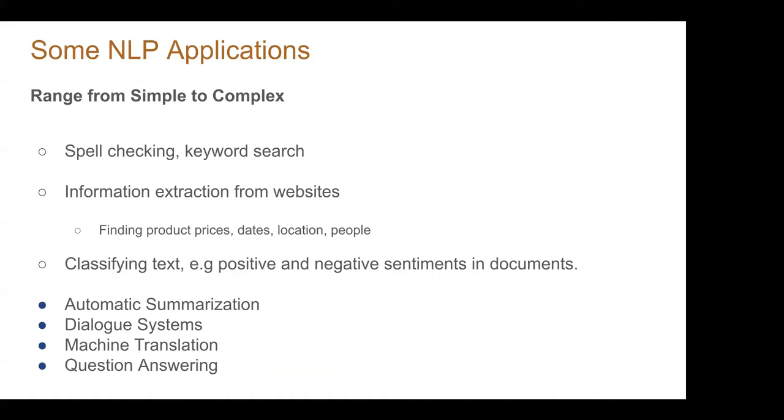Yeah, so these are some NLP applications. Spell checking, keyword search, information extraction from websites. These simple ones are quite intuitive to understand. Spell checking, like Grammarly, helps you correct your text, like your mails and stuff. Then text classification, sentiment analysis, and automatic summarization. You have a large text and you want to understand what that text is about in very few lines. Dialogue systems are applications used in chatbots and stuff. Machine translation, like your Google Translate. Question answering systems.